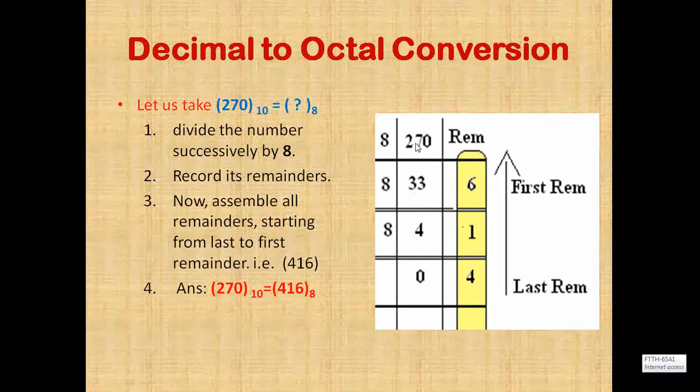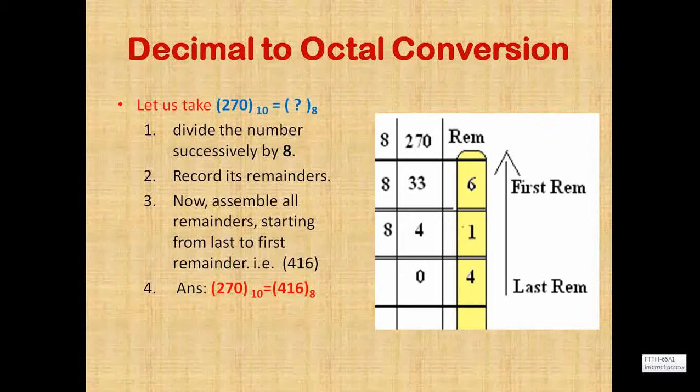8 3s are 24, 3 0 30, 8 3s are 24, remainder is 6. We will note down the remainder here, and again we will divide this quotient by 8. 8 4s are 32, we get remainder as 1. Then 8 zeros 0, remainder is 4, and since the quotient has become 0, we will stop this process here, and now we will collect these remainders from last to first. So 4 1 6. So this is how we can convert a decimal number into the octal number system.